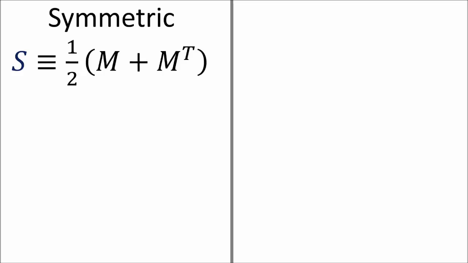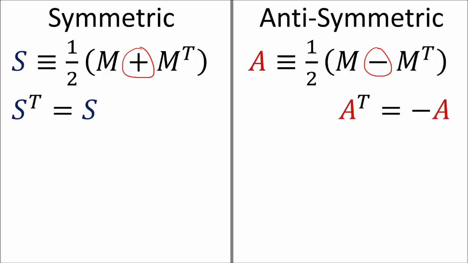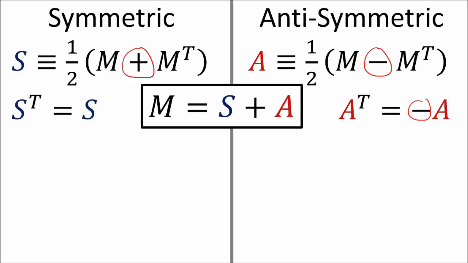Now, we can define the symmetric part of M as a matrix S, which equals M plus M transpose divided by 2. And we can define the antisymmetric part of M as A, which equals M minus M transpose divided by 2. S is symmetric, so S transpose equals S. And A is antisymmetric, so A transpose equals negative A. And if we add S and A back together, we get M back.